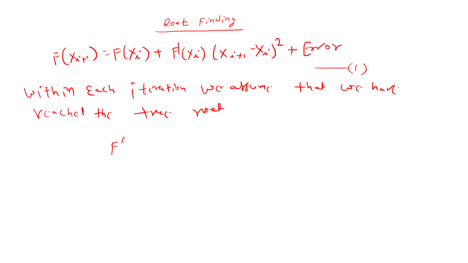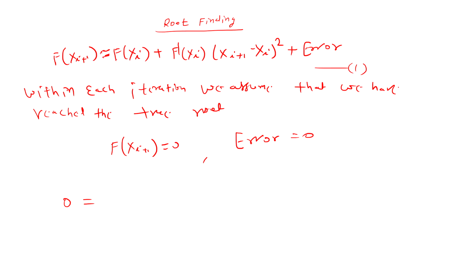That means f of xi plus 1 is equal to 0, as well as since we are at the true root, we can say that this error is also taken as 0, because the first order approximation is giving me the true root. That's what I am assuming within each iteration. So that means it will become 0 approximately equal to, so here I should put an approximation sign. It is not exactly equal because there is an error involved.